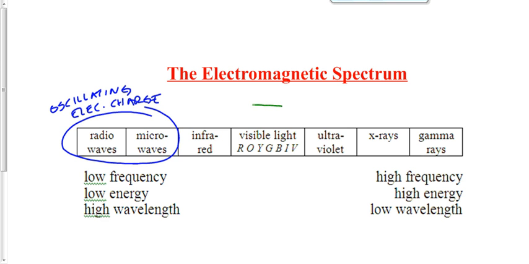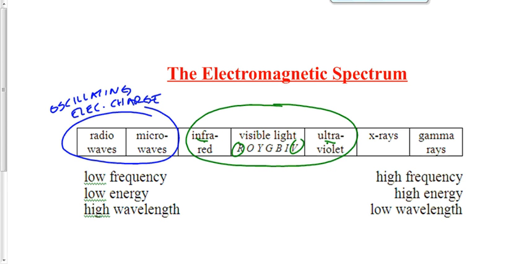Infrared. Rich, do you ever have trouble remembering exactly where infrared goes? Okay, remember that visible light is Roy G. Biv, right? You learned that in elementary school. Roy G. Biv: red, orange, yellow, green, blue, indigo, and violet. Infrared, infra means below. Below red. Ultra means above. Above violet. So infrared, visible light, ultraviolet have to go together because infrared is below red and ultraviolet's above violet.